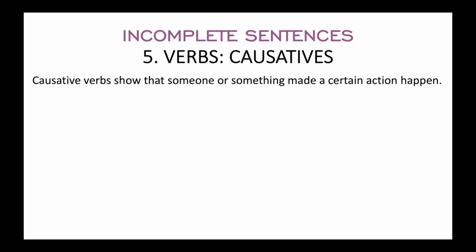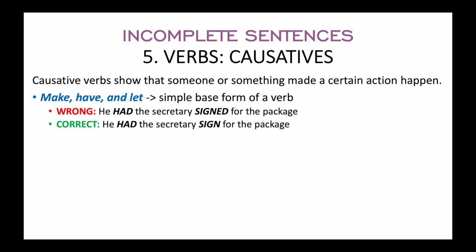And then the next one would be verbs or causative. So causative verbs show that someone or something made a certain action happen. So if it is followed by make, have, and let, it should be the simple base form of a verb. Have, had over here are the second form of have. Make, second version of make would be made, and let and let. So you cannot put it just like this one. He had the secretary sign for the package, but it should be he had the secretary sign the package.